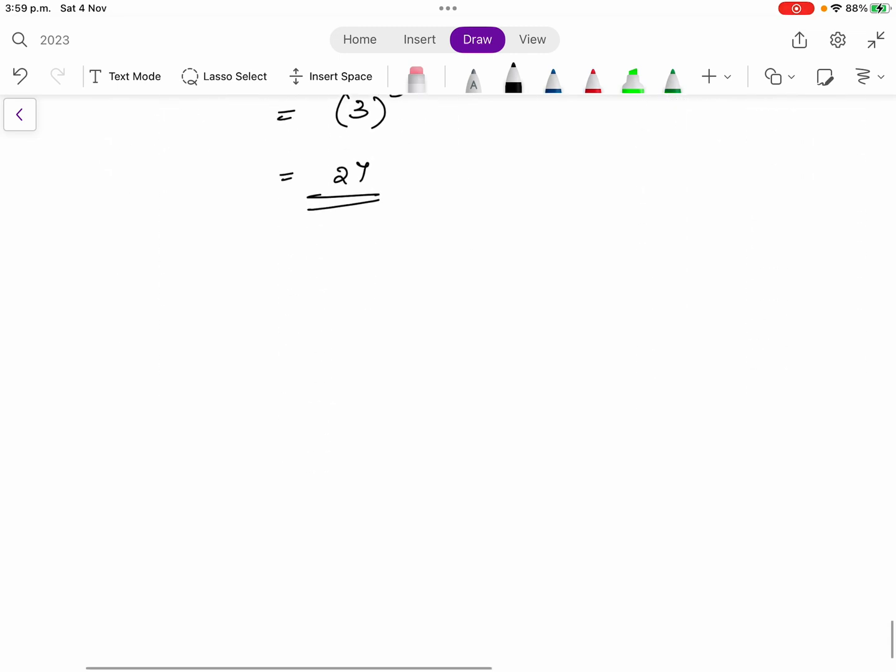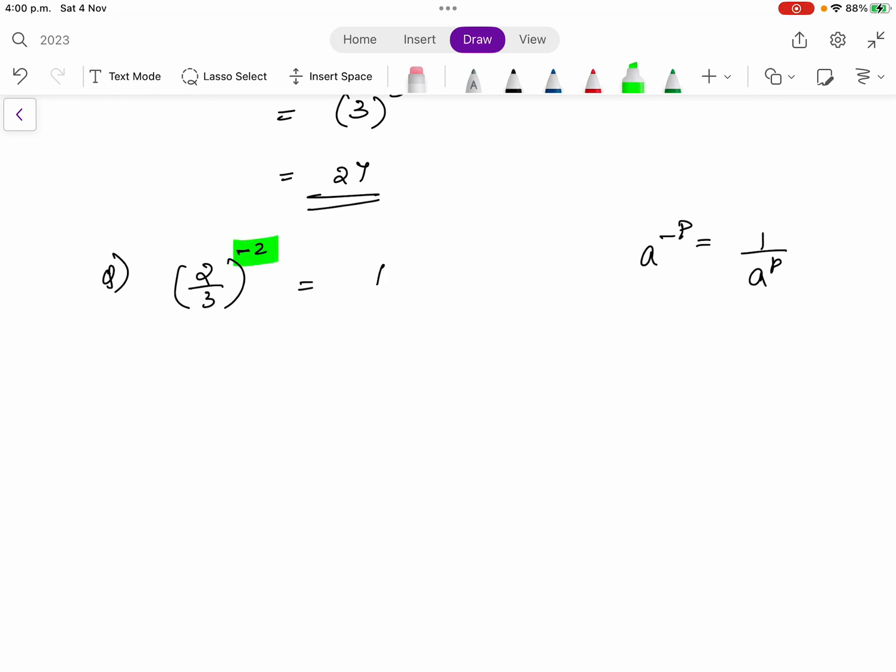Okay. Now another question. 2 over 3 to the power of minus 2. So whenever there is a minus sign, a to the power of minus p is equal to 1 over a to the power of p. So 2 over 3 to the power of minus 2. First I remove the negative sign. So what I do is 1 over 2 over 3 to the power of 2. Then I write this as 1 over 4 over 9. And 1 over 4 over 9 is nothing but 9 over 4.